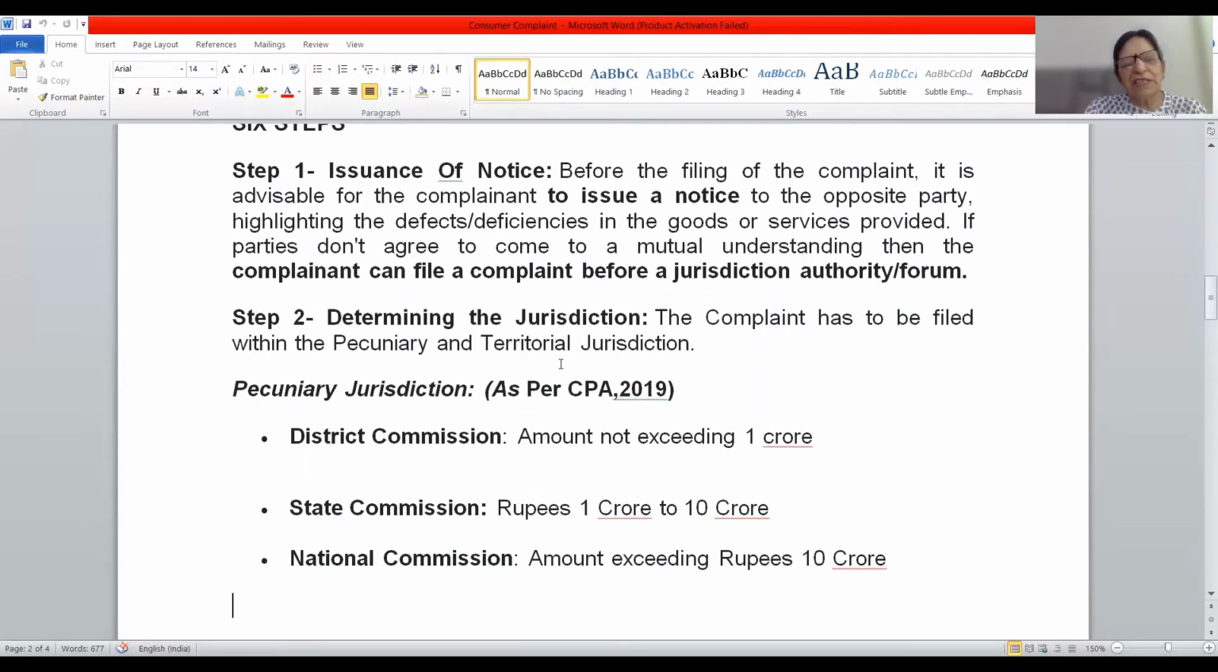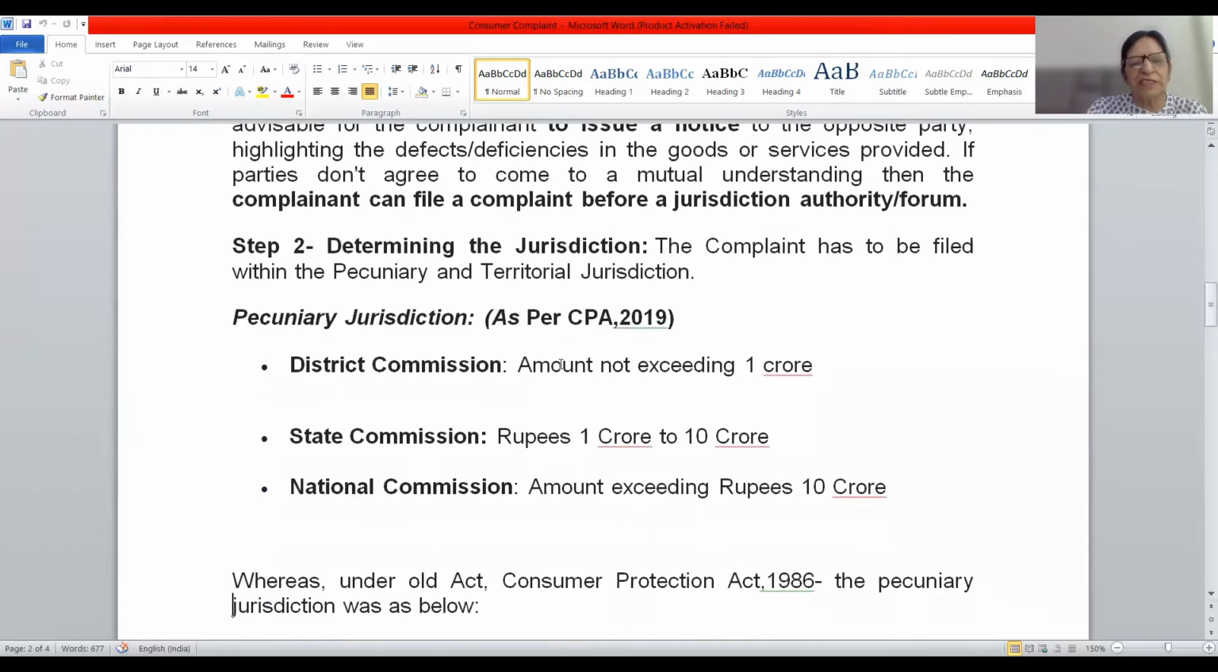So the district commission, where the amount is not exceeding 1 crore rupees. The state commission, where the amount is greater than 1 crore but less than 10 crore. The national commission, where the amount exceeds rupees 10 crore. So 1 crore, from 1 crore to 10 crore, and greater than 10 crore. Okay, these are the jurisdictions.